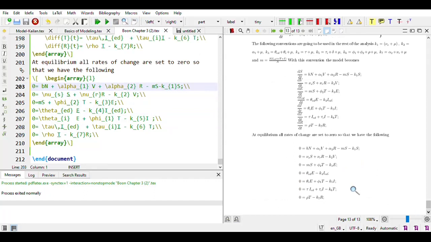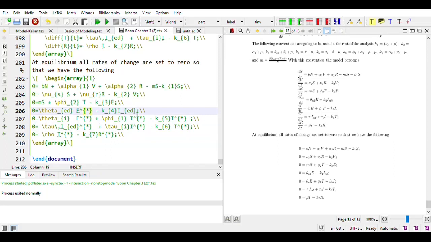And so in order to differentiate your model variables from their equilibrium values, we often superscript the model variables at equilibrium with an asterisk. So we're going to have asterisks on these variables. I'm just copying and pasting against each of the model variables, so that we are looking for the endemic equilibrium points.